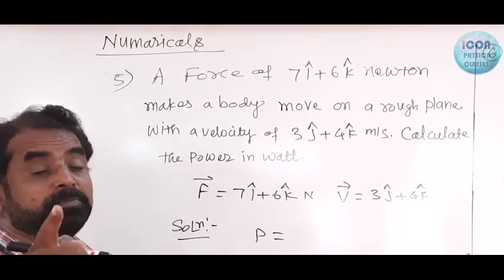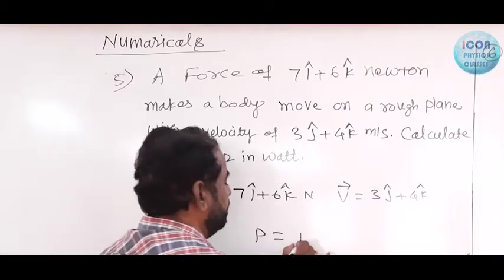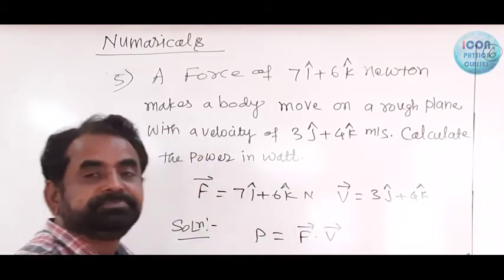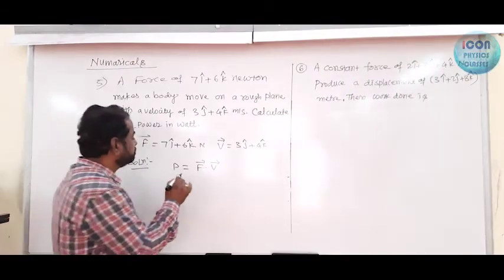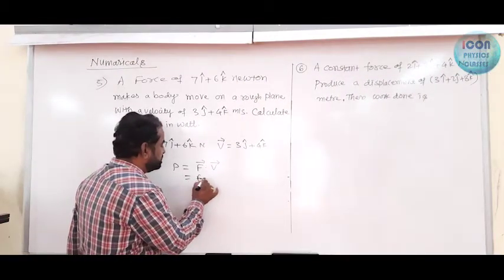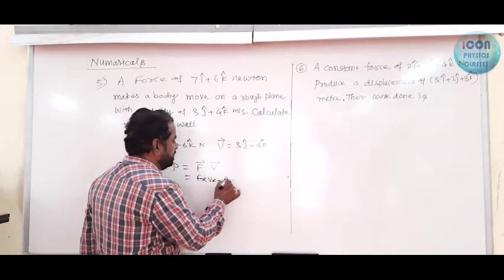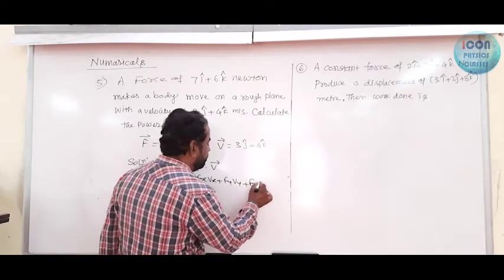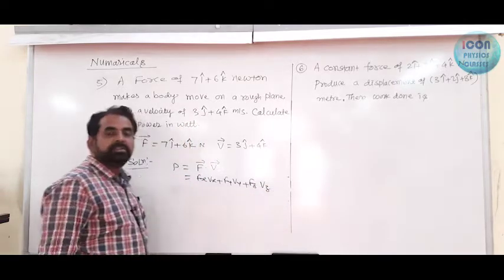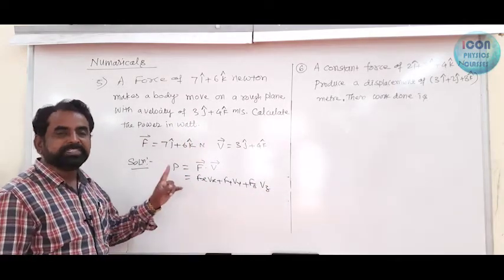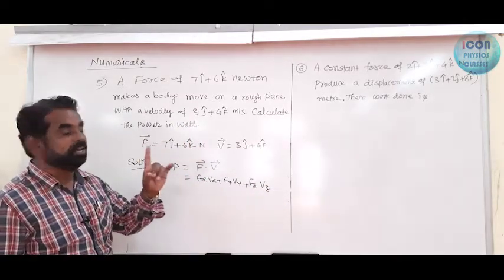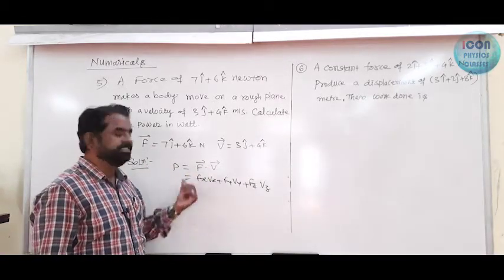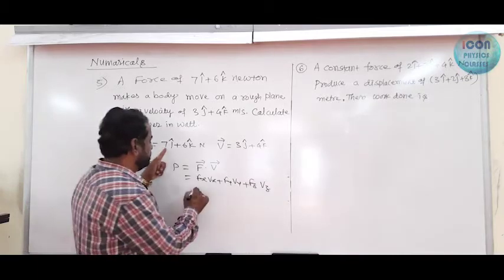It is the dot product of force and velocity. So what is the formula? Fx Vx plus Fy Vy plus Fz Vz. Power is the dot product of force and velocity. You must know this. Then you put the values.